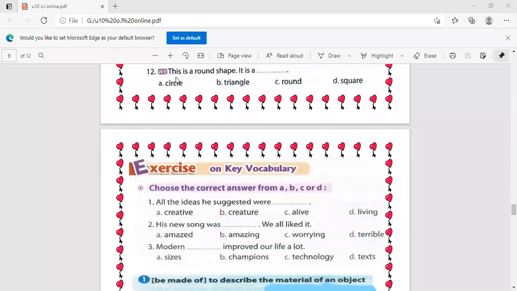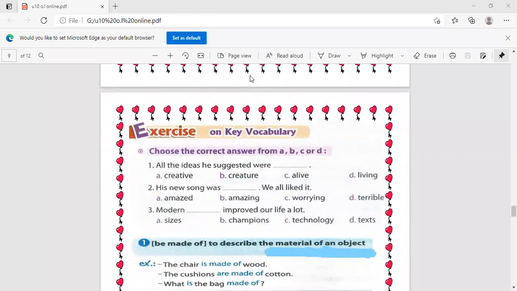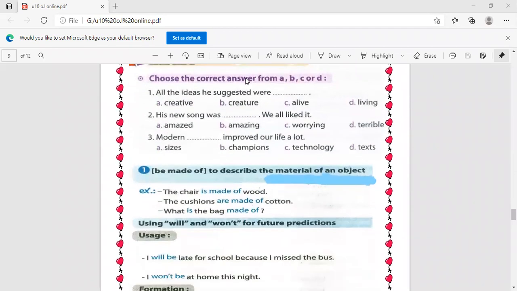Sorry, I can't hear you very well. Number 12. This is a round shape. Yes, 12, please, quickly. We don't have time. This is a round shape. It's a circle. Circle, triangle, round, or square? It's a circle. Yeah, very good. Okay, thank you, my dear.